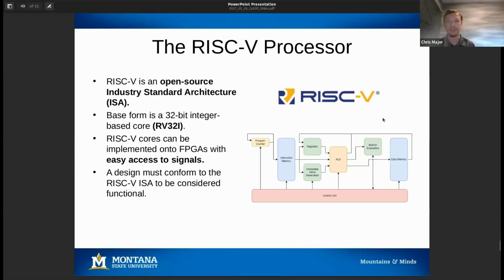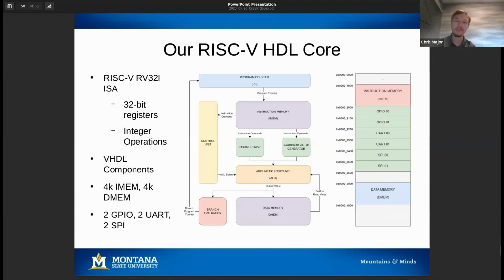And you can run a C program off of it, for instance. So we went ahead and created our own RISC-V to try and replace the core that we created for the last demo. So we have a RISC-V RV32i, and this is just the RISC-V core, 32-bit values, integer operations only. That's what the RV32i means.